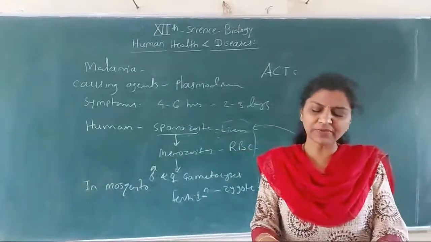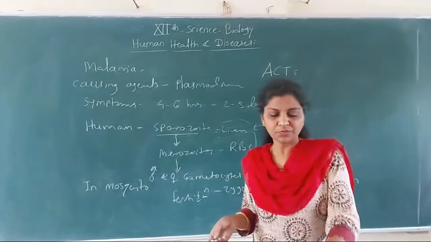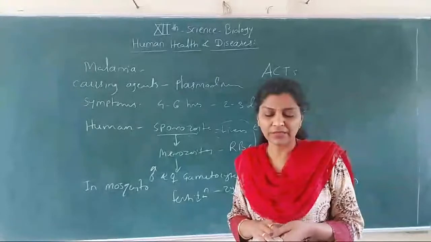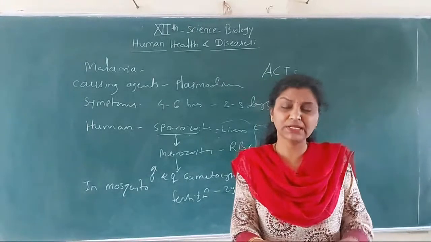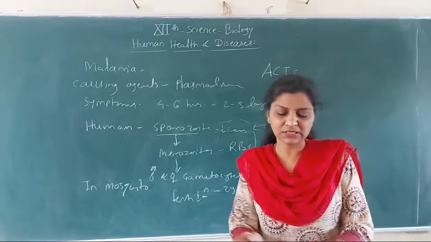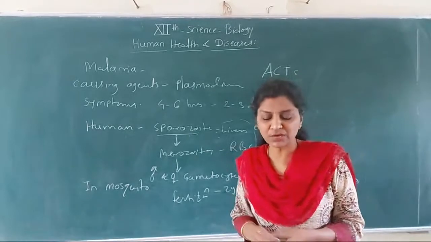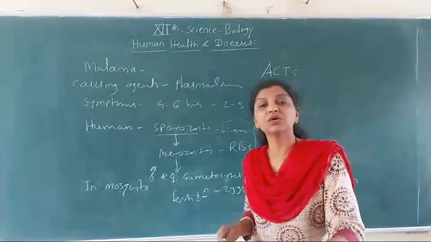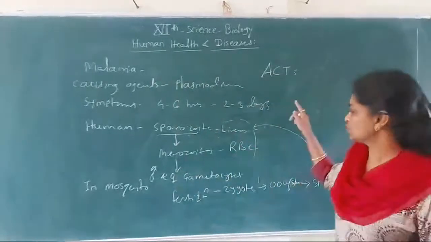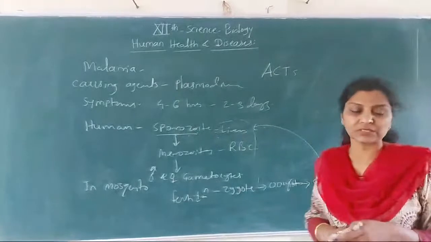So what is the prevention and control? So prevention of mosquito bite. For mosquito bite, we can use the net, then insect repellents, then insecticides and gambusia fish in water to control the larvae of this mosquito. Okay, so that is all about the first disease, that is malaria.